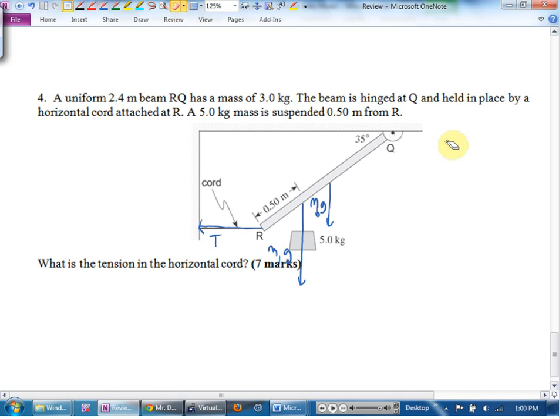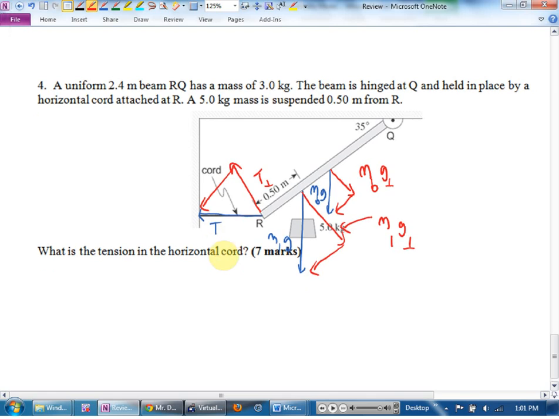Torque was the perpendicular force. I'm running out of room here a little bit, so let's do this. This is m1g perpendicular and tension perpendicular. What did we write on every torque question? What was our standard approach? Give you a hint. The sum of all the torques clockwise in this direction equals the sum of all the torques counterclockwise in that direction.